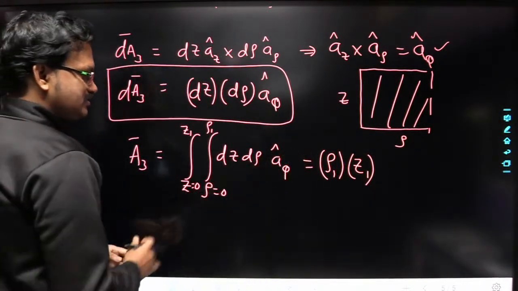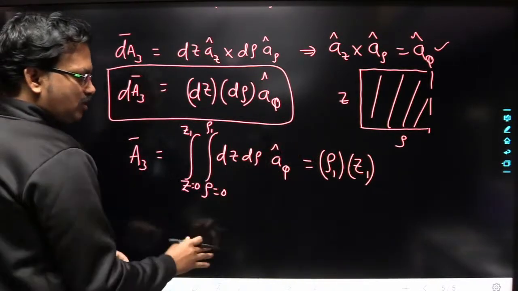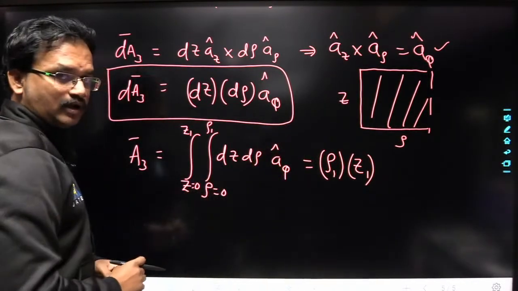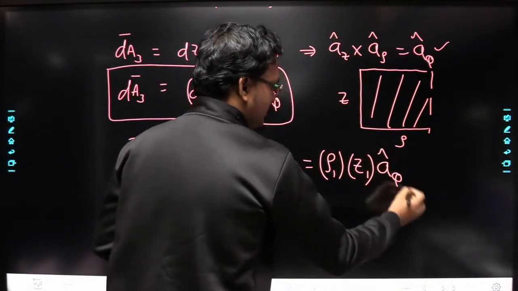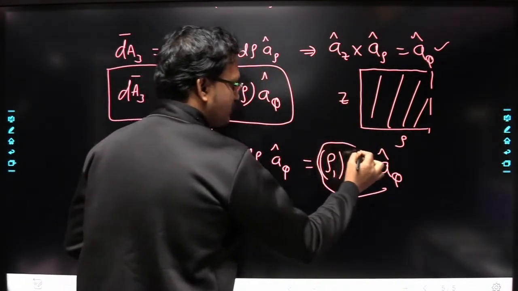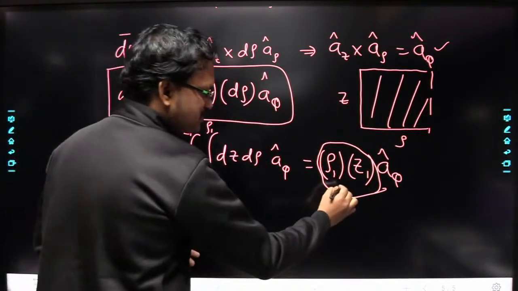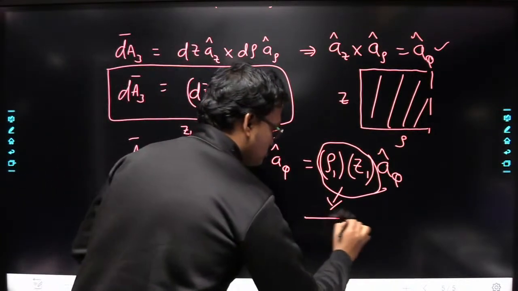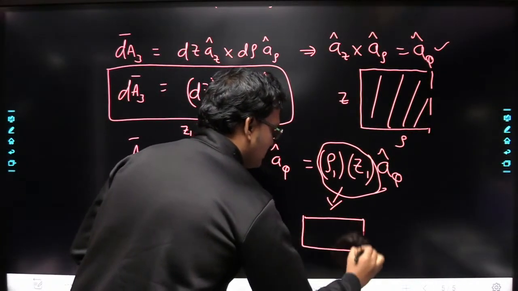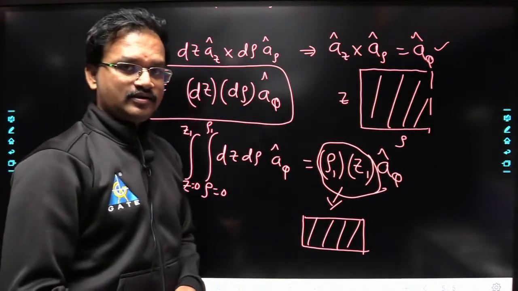Integral dz is z. If you substitute the range, you are going to get z1. Integral d rho is rho. If you substitute the range, you are going to get rho 1. Understood? So its direction is a phi cap. So this rho 1 into z1 is simply like length into breadth. So it represents the surface area of a rectangle.